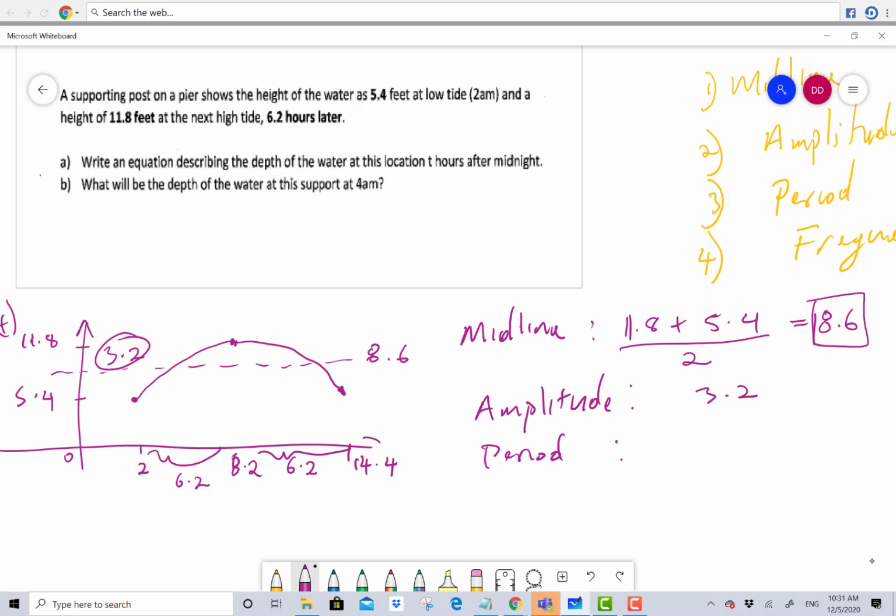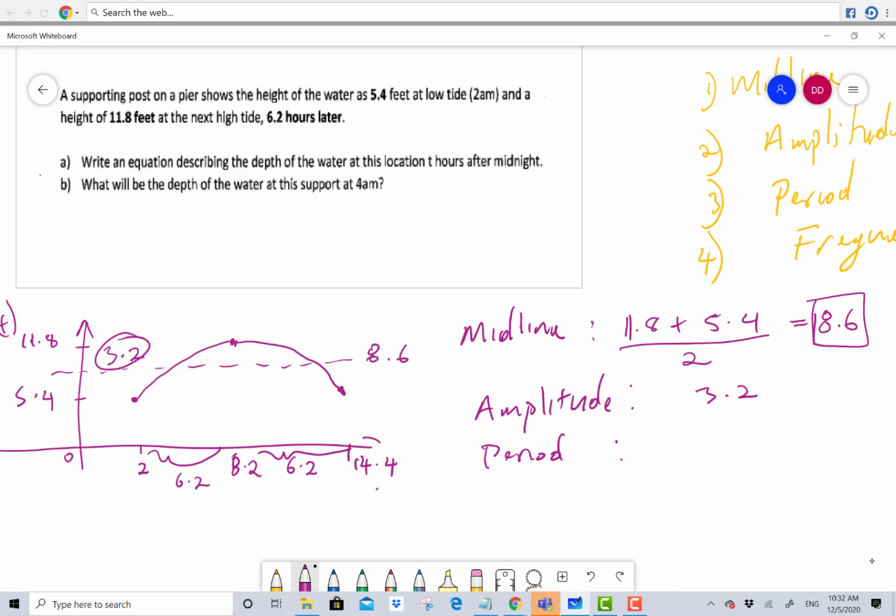And my period is actually the horizontal distance that represents the region for the graph where the graph is going to repeat itself. So I recognize here from 2 to 14.4, the graph returned to its original position that we started right there. So obviously, if I continue this graph out, the pattern will repeat itself.